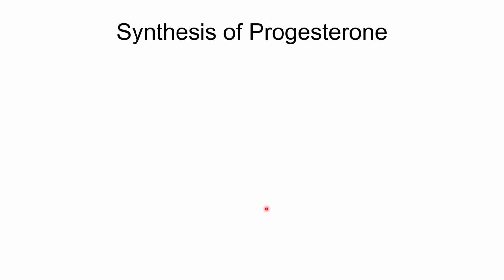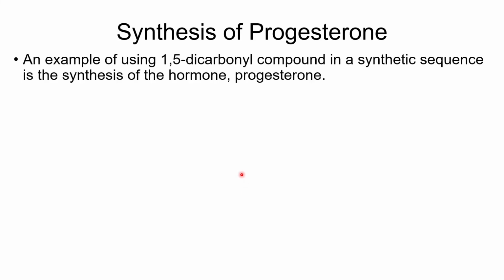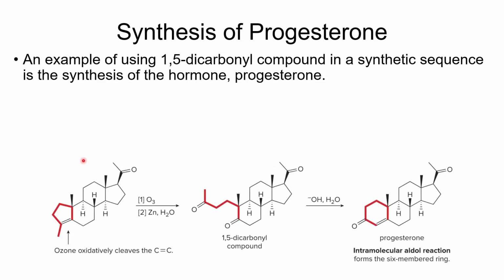Here is an example. I'm not going to go over the mechanism again because it's the exact same mechanism. It's just a 6-membered ring instead of a 5-membered ring. But we're going to look at the synthesis of progesterone. This is an important hormone, and we will find that if we take this particular steroid, we can cleave this carbon-carbon double bond here using ozonolysis followed by some reduction.